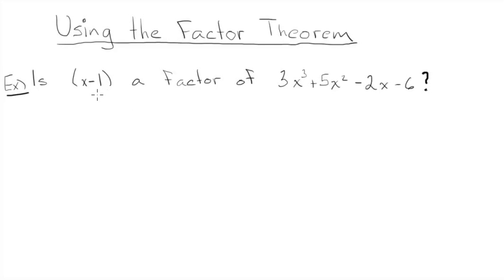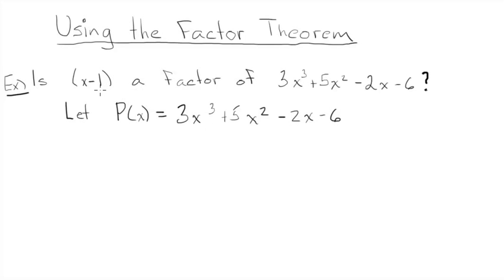One way to do this would be to actually try dividing this polynomial by x minus 1 using long division. And then if you didn't get a remainder, then yes, indeed, it would be a factor. But we're going to use the factor theorem. So the factor theorem requires that we have a function p of x, which is a polynomial, so that will be this function here. So p of x is 3x cubed plus 5x squared minus 2x minus 6.